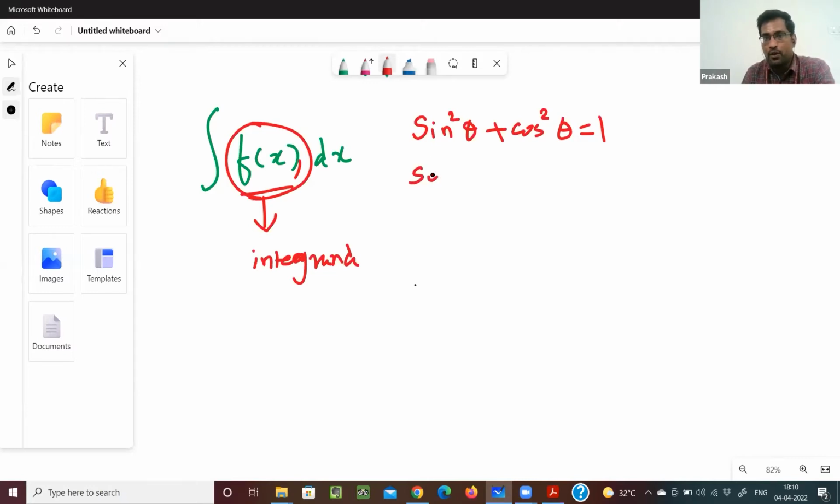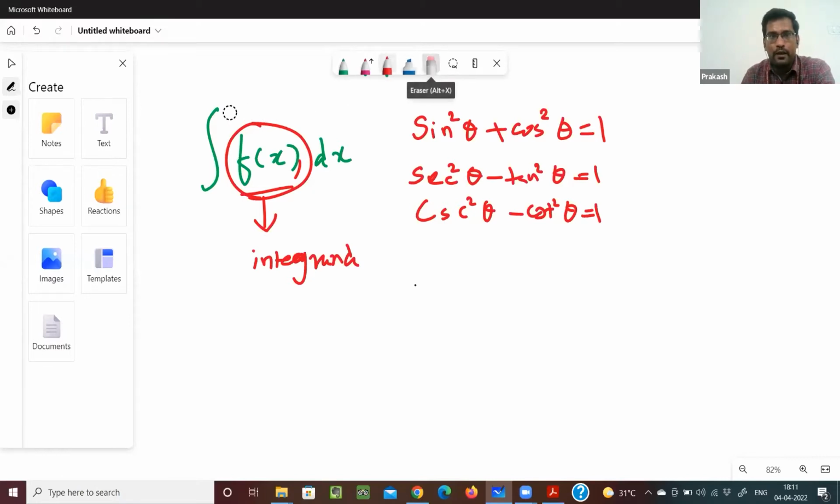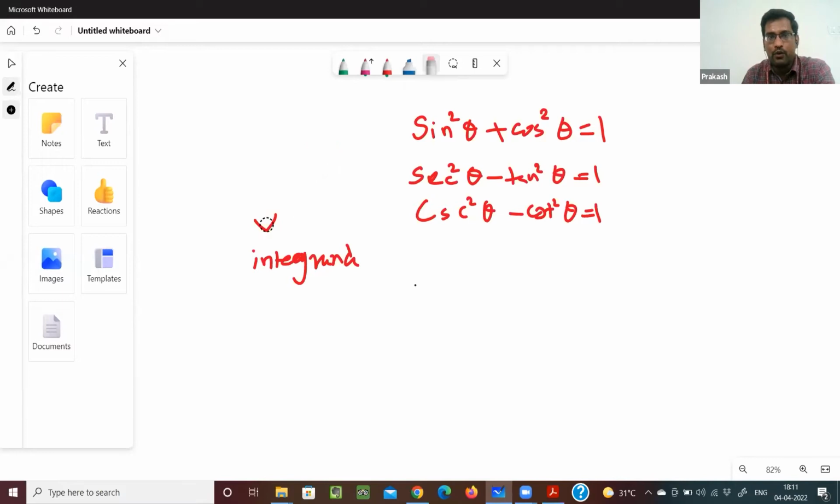After that, we know secant square theta minus tan square theta equals 1. Even cosecant square theta minus cot square theta equals 1. These are identities everyone knows. Not only this, we need to know some other identities also. Here I mainly want to talk about even functions and odd functions. So first I am taking this plane.